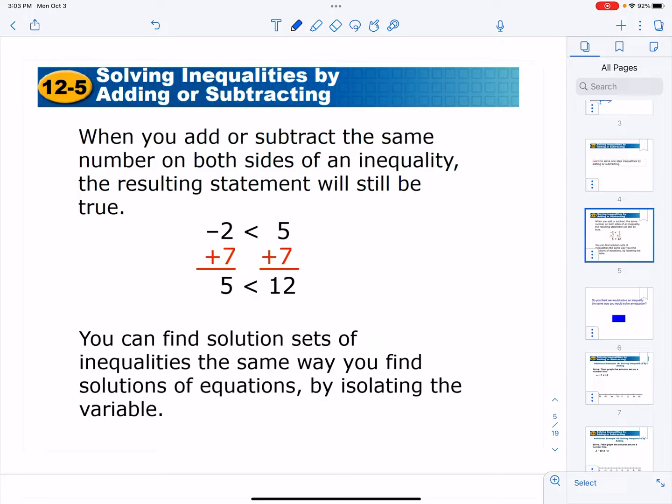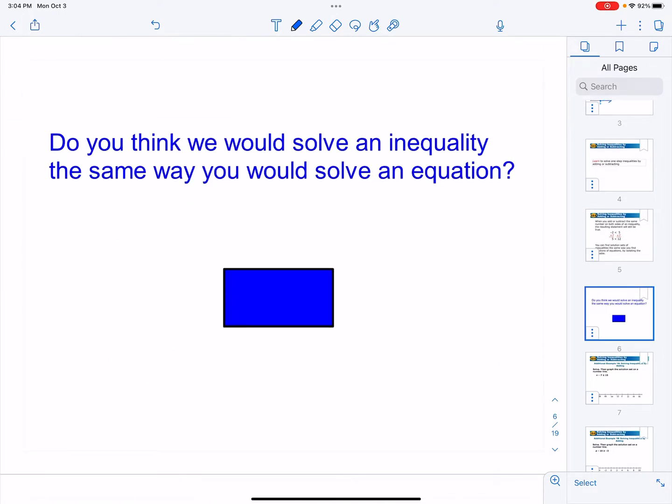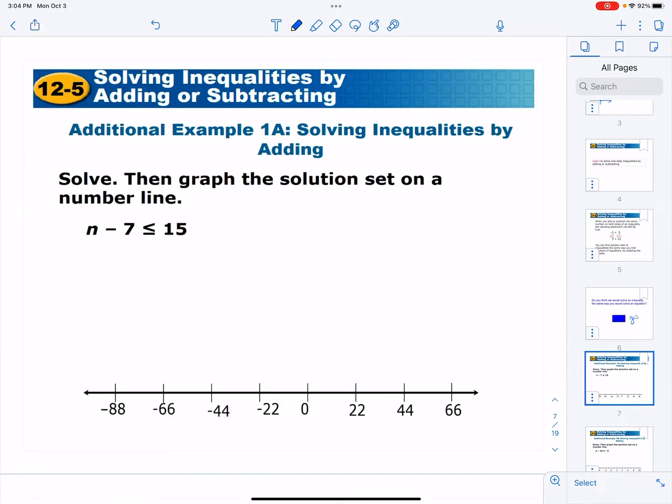Yes, it is. Well, you can find solution sets of inequalities the same way you find solutions to equations, by isolating the variable. So my one question is, do you think we would solve an inequality the same way we would solve an equation? And the answer is yes, we would. So let's see what we've got. So here's our first problem.